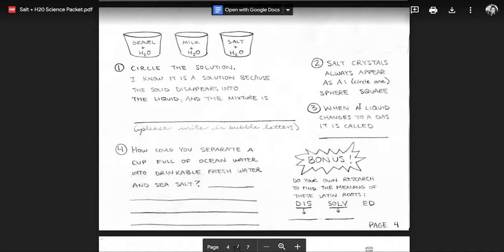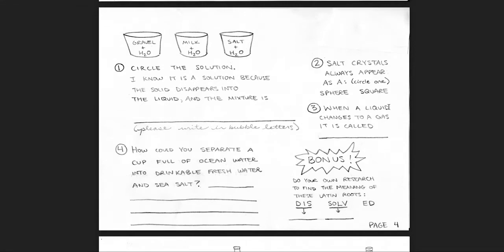So square. Number 3, when a liquid changes to a gas, it is called, so what would I call the state change from that, and that is evaporation. Evaporation.